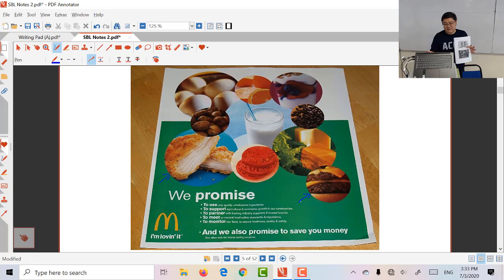Which part of McDonald's really has a lot of tomato? Don't tell me tomato sauce. Tomato sauce is chemical, no? All right? Yeah, depending on what burger you eat.